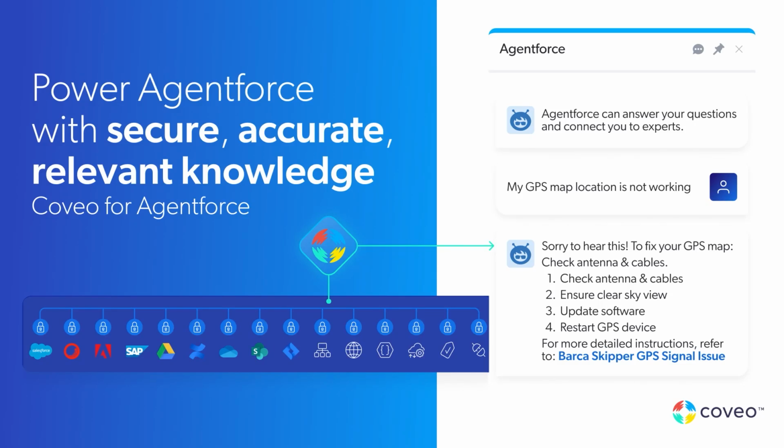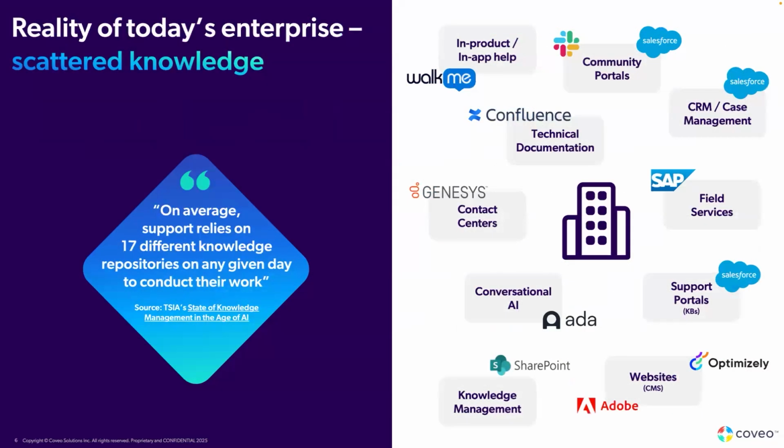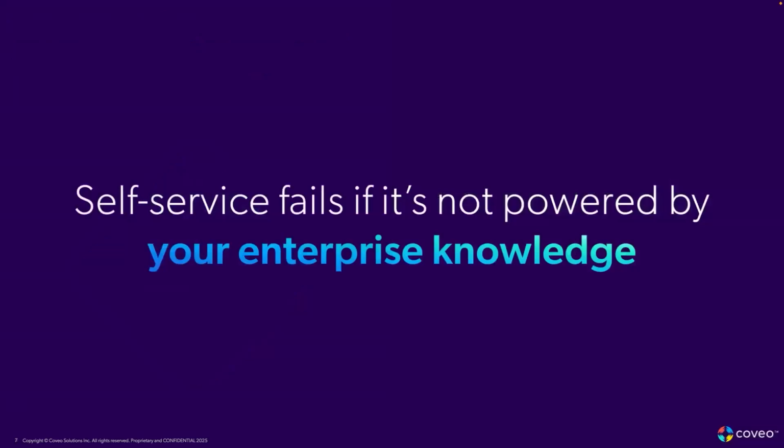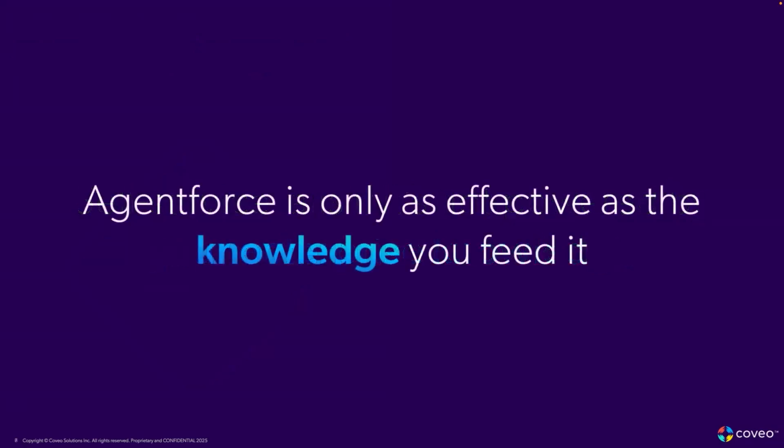Hi, everyone. Today we'll be reviewing how to power Agentforce with secure, accurate, and relevant knowledge thanks to Coveo for Agentforce. The reality of today's enterprise is that they usually rely on scattered knowledge, right? What we've seen and understood over time working with large enterprises is that self-service fails if it's not powered by your enterprise knowledge. And just as that's true, Agentforce is only going to be as effective as the knowledge you feed it. As much as humans need search, AI agents also need search to provide best results.